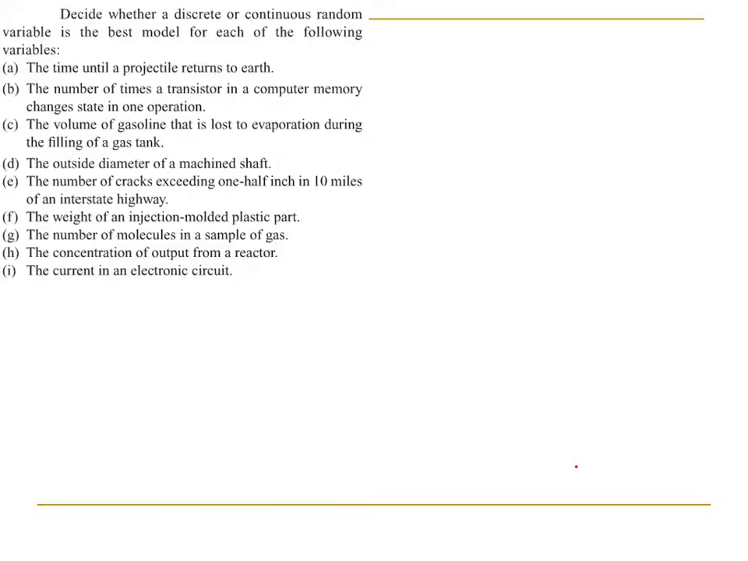So discrete: you can count the number of outcomes in your sample space. But if it's not possible to count the number of outcomes in your sample space, then you use a continuous random variable.